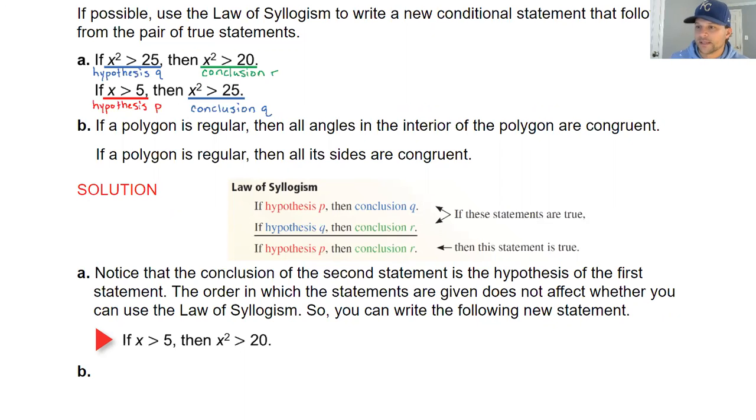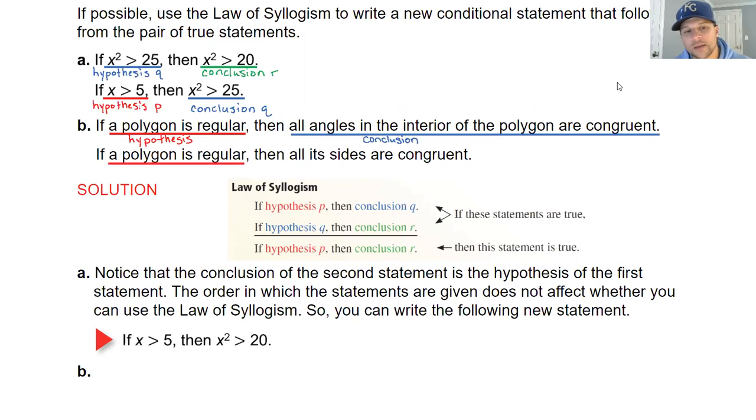So part B is going to be the exact same thing. We're going to look and try to find which hypothesis matches the conclusion of the other one. If a polygon is regular, that is a hypothesis, then all angles of the interior of a polygon are congruent. That's a conclusion. In the second statement, if a polygon is regular, it's also a hypothesis, then all sides are congruent. Notice how the reds are the ones that match, and they are not in the hypothesis and conclusion part separately. They are both hypotheses.